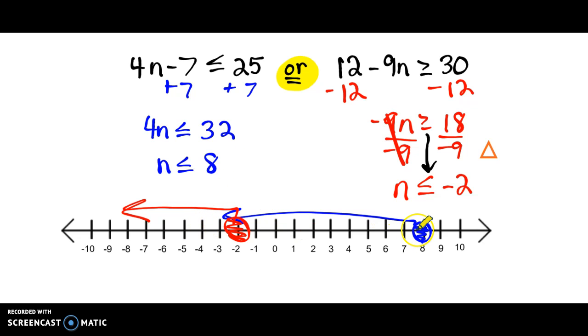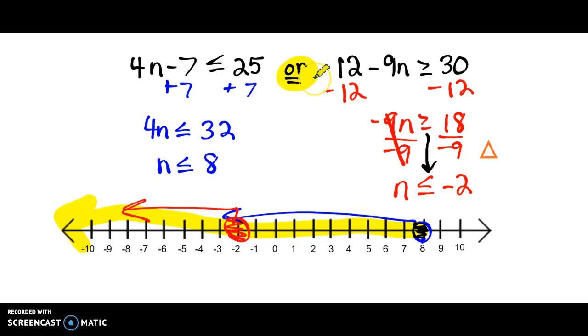So that would mean that my final answer for this problem would be all these numbers here. Final answer would be anything that is less than or equal to 8, because any number that is less than or equal to -2 is also less than or equal to 8. We only have this one direction of shading.